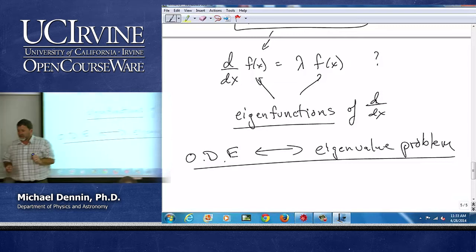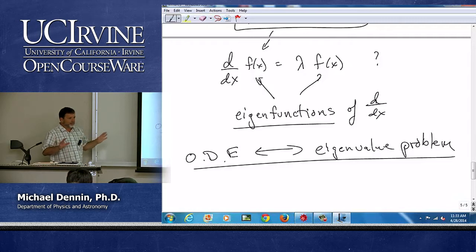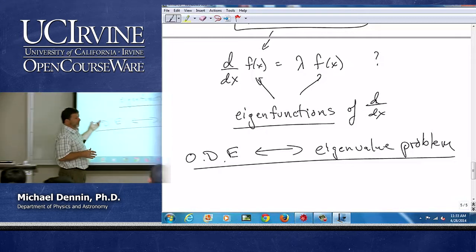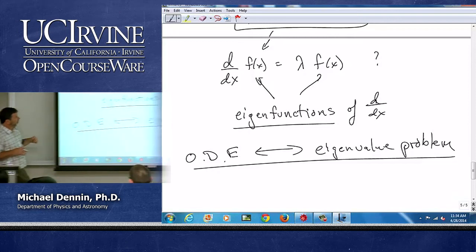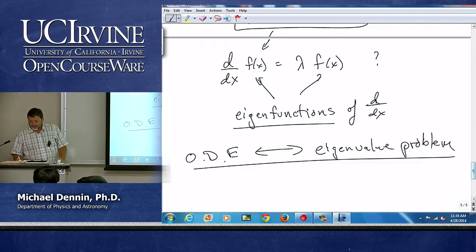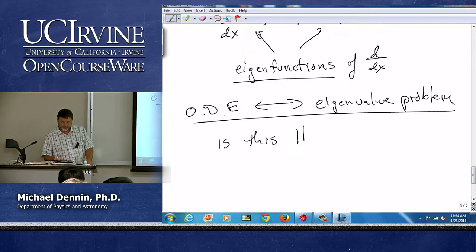Now, so we got eigenvectors, we got eigenvalues. We okay with that? This is an important step. We all good? Every real number would be an eigenvalue in this case, right? In fact, every complex number too, if I want to be over complex numbers. But certainly every real number. The question is, is this Hermitian?